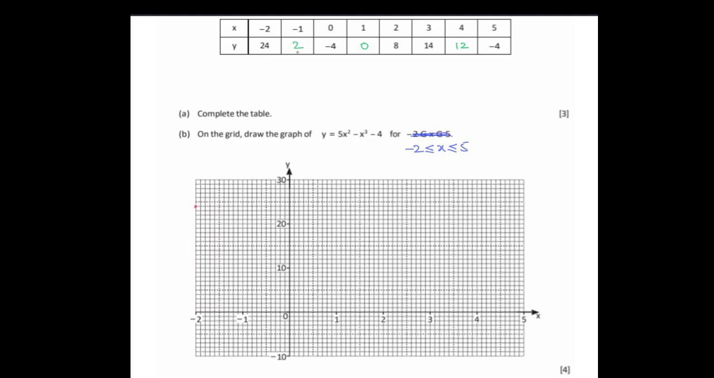Okay, so now minus 1 is 2. Minus 1 is 2 means the 2 is just 2 boxes above this. This is 2. 0 is minus 4, so you have to go 4 numbers below. 1, 2, 3, 4. This is minus 4. 1, 0 means it's exactly here. 2, 8. 2, 8 is 8 numbers above. 1, 2, 3, 4, 5, 6, 7, 8.